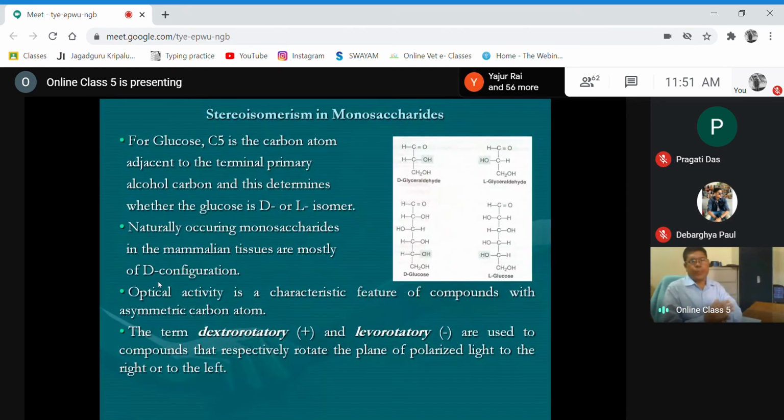The terms dextrorotatory, also represented by the plus sign or small d, and levorotatory, represented by the minus sign or small l, are used for compounds that respectively rotate the plane of polarized light to the right or to the left. If it is rotated to the right, in the clockwise direction, it is called dextrorotatory. If it is rotated in the anti-clockwise direction, to the left-hand side, we call it levorotatory.